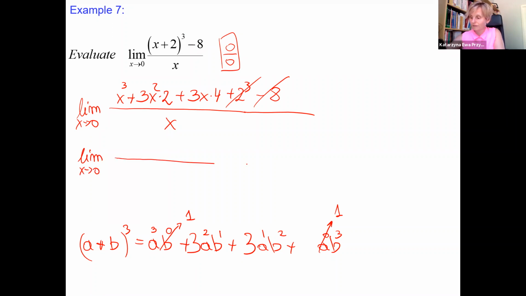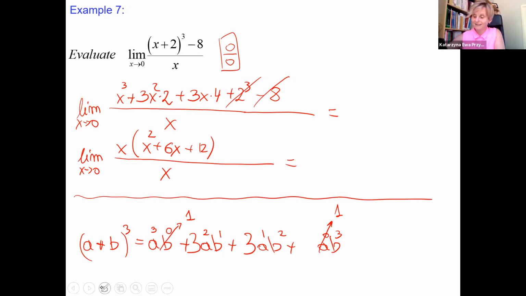Let's see if we can. We have x cubed, x squared, and x. We can factor out x. That's what we need. It will be x squared. 6 we will get by multiplying 3 times 2. And 3 times 4 is 12. Okay. Let's cancel out. That's what we need. And now we can substitute 0. 0 squared plus 6 times 0 plus 12. Limit at 0 is 12.